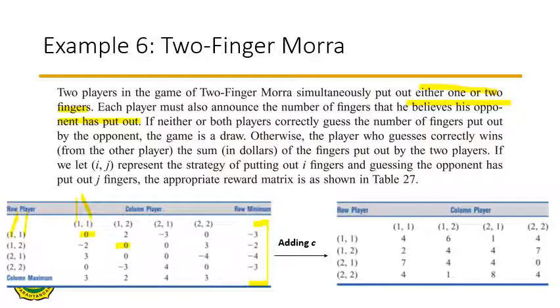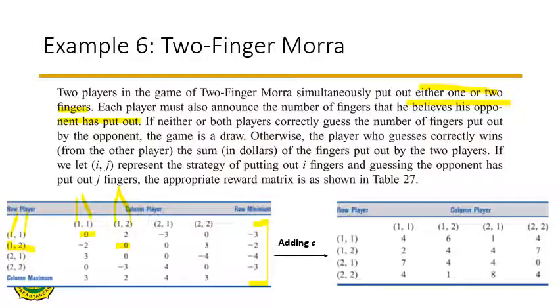Another possibility is that both of them are wrong. So for example, here 1-2-1-2 means that the row player puts out one finger, but guesses that his opponent will put out two fingers, while in reality the column player only puts out one finger. But the column player is also wrong because he guesses that the row player will put out two fingers, while in reality the row player puts out one finger. So both of them are wrong, so the reward is 0 for the row player and also for the column player.